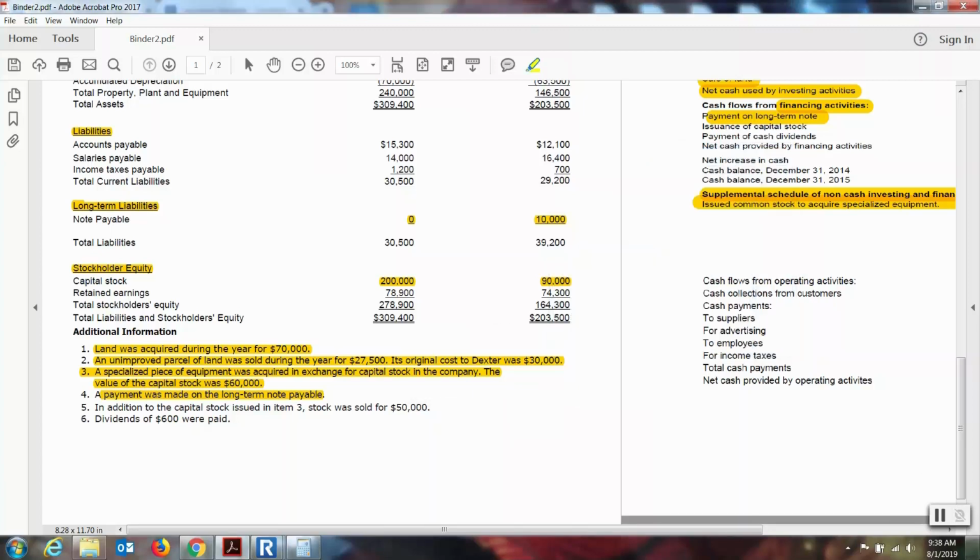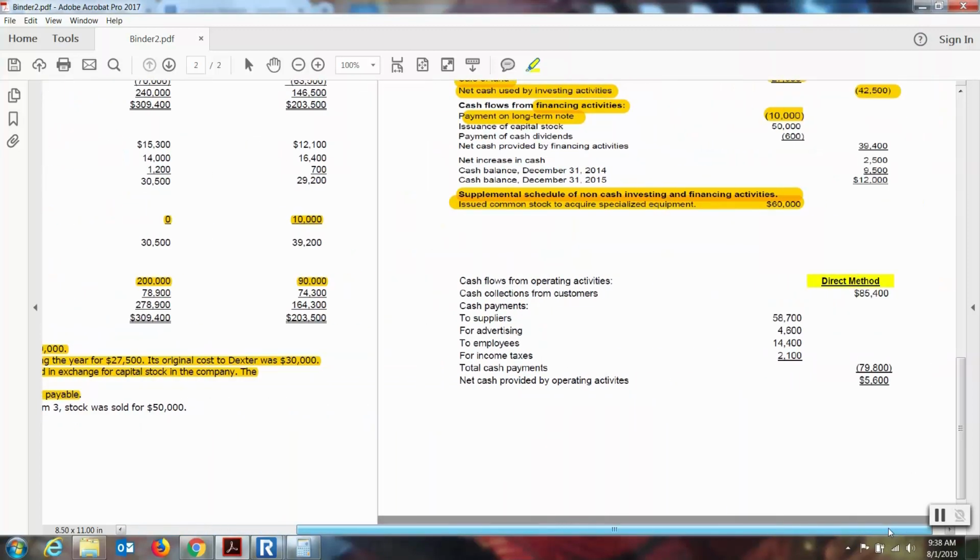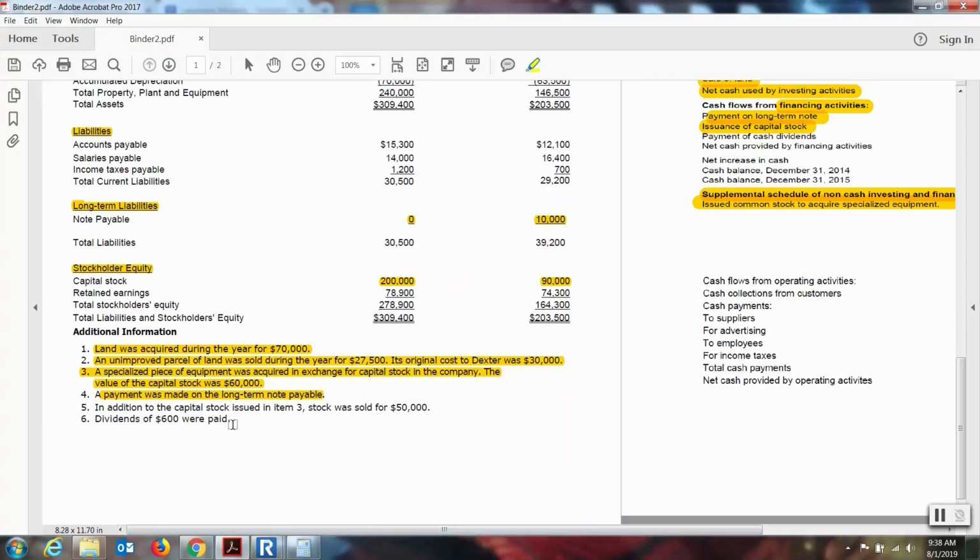So we need to recognize that over in the financing section. When the stock was issued or sold here, $50,000 was received. That's a positive number. So we had to subtract $10,000 on the long-term note. Now we've got a positive number on the $50,000 for the sale of capital stock. And then, let me just highlight that to show we're finished with it.